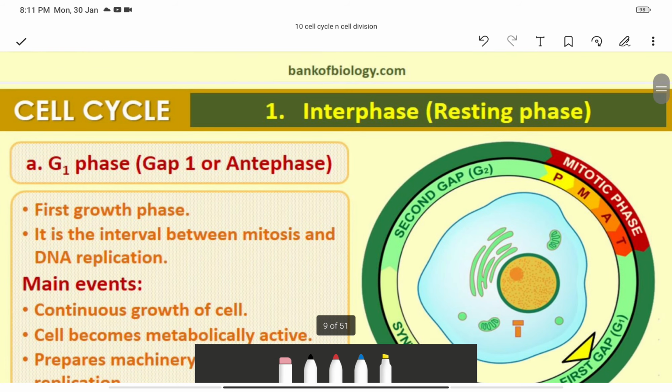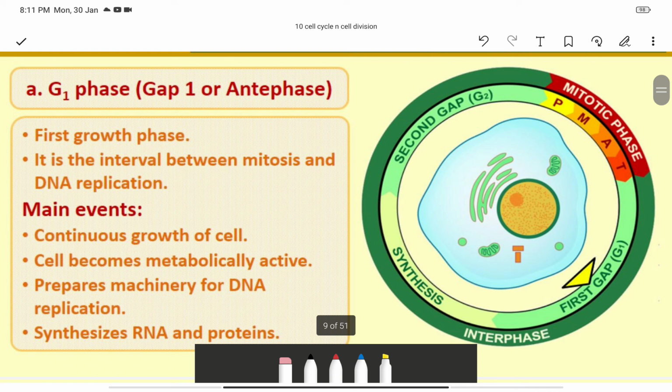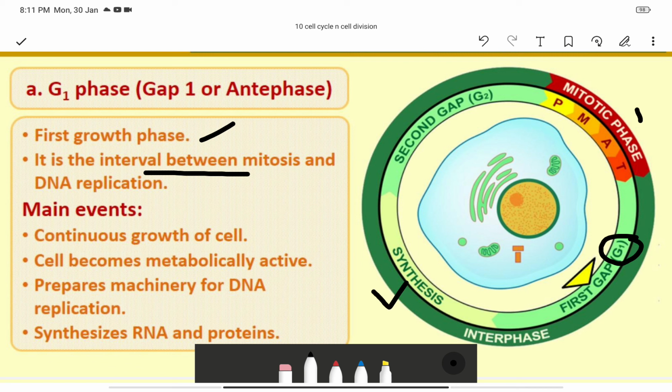Next is the G1 phase. In the interphase, let us talk about the G1 phase, also called the first growth phase. This is the interval between mitosis and DNA replication. This is the G1 phase, between mitosis and DNA replication. DNA replication takes place in the S phase.